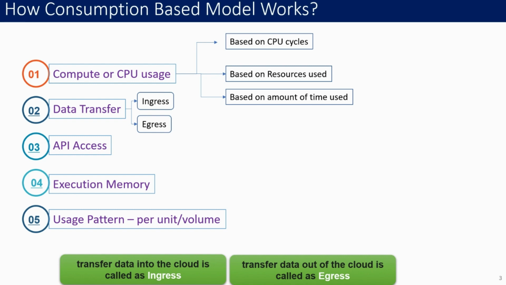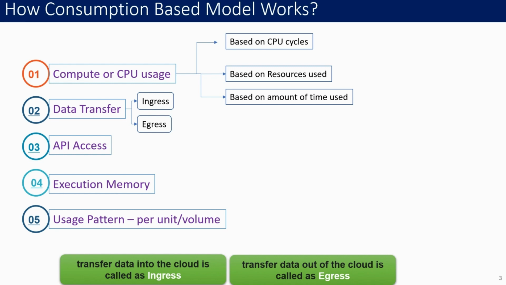The second one is data transfer based billing. Data transfer billing is a method in which customers are billed based upon the amount of data transferred in and out of a network or service. There are two different types: data ingress and data egress. Ingress is data coming into the cloud network. Egress means data going outside from the cloud network to an on premises server, some other cloud service provider, or a private cloud.